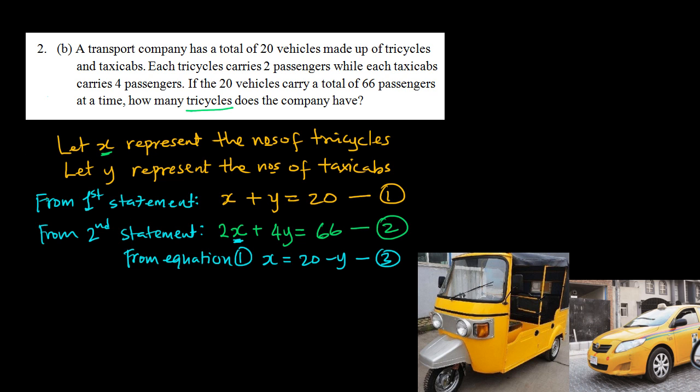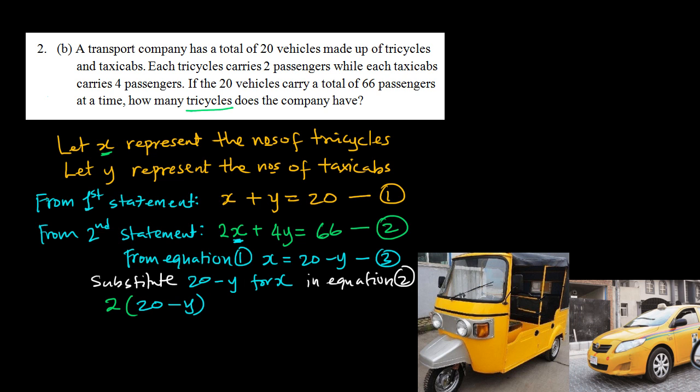So we substitute 20 minus Y for X in equation 2. You notice we didn't use equation 2, so you substitute in the equation that we didn't use. We derived the third equation from the first equation, so we'll substitute this in the second equation. So that will be 2 in brackets, 20 minus Y, plus 4Y equal to 66.